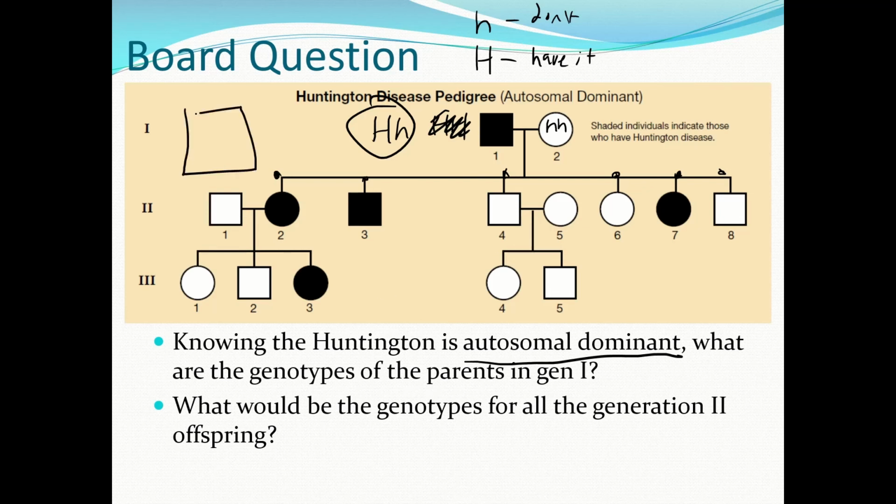And then what would be the genotypes for all of generation 2? Well, you'd have to look at big H, little h. So move that little h across, move the big H down, move the little h across. If you have it, you're heterozygous. If you don't have it, you're homozygous. These would be the two possibilities. So all the kids that don't have it would be this. Just their kids, not the mate. And all the kids that have it would be big H, little h. Okay, that's all.